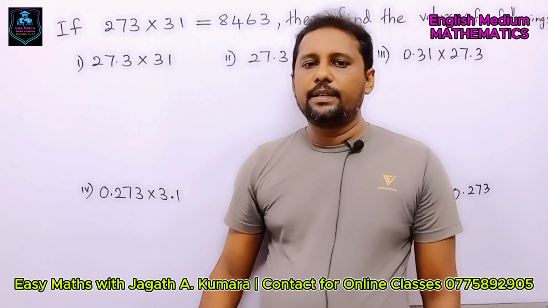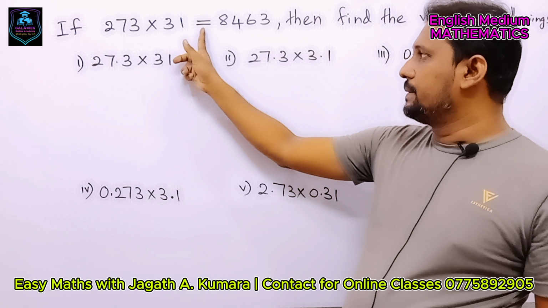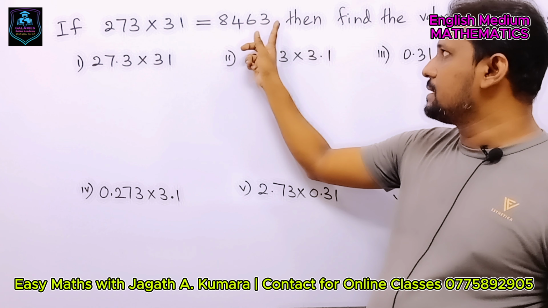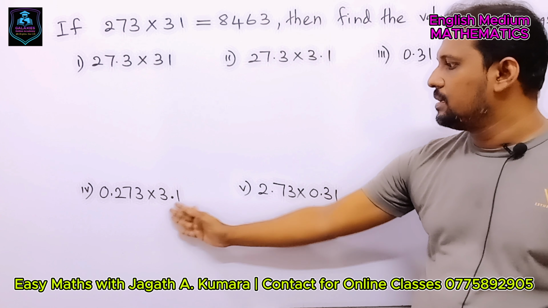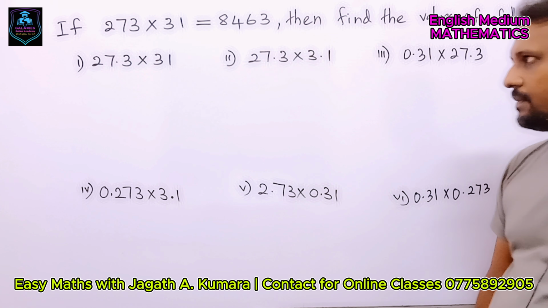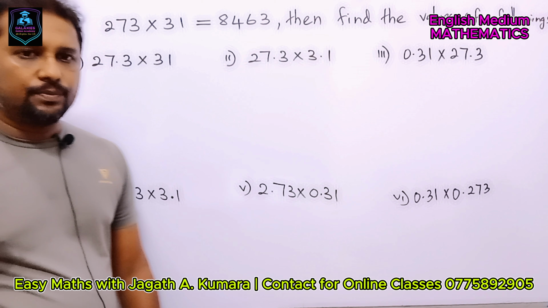Right, this question is given: if 273 multiply 31 equals 8463, then you have to find the values of these multiplications. Now look at the first part, how you can do it.